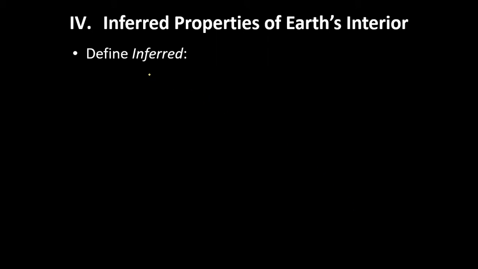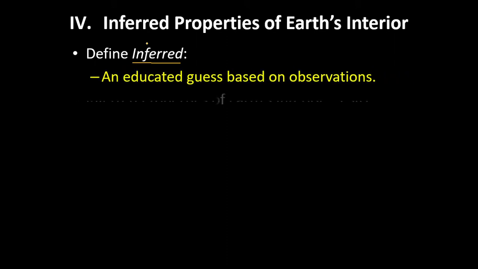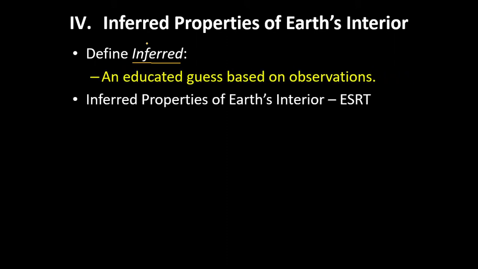So, what does the word inferred mean? We looked at it all the way back, probably the first or second day of school, right? And it sounds a lot like inference. And if you remember, an inference is essentially an educated guess, but it's based on some observations. It's not just some random idea. So when we're looking at the interior of Earth, everything that we know about Earth's interior is really inferred because we've never actually been that far deep into the Earth.